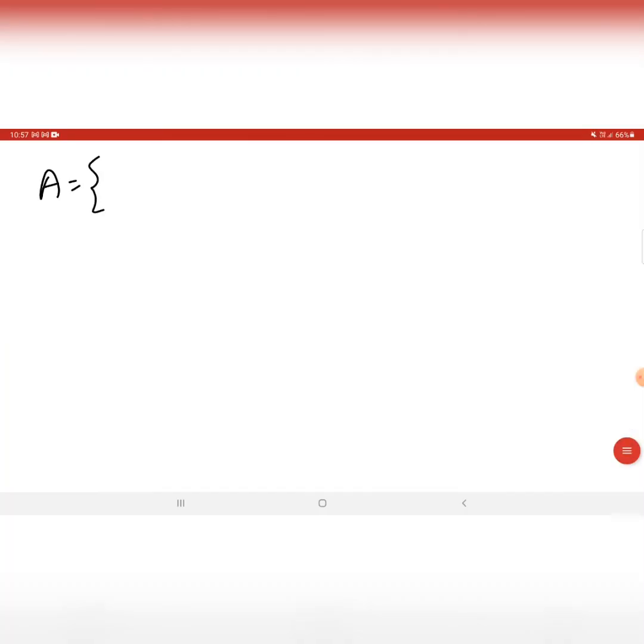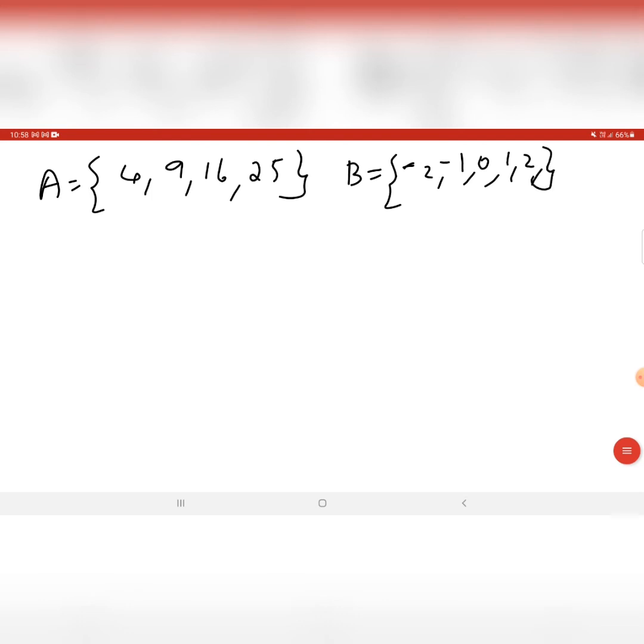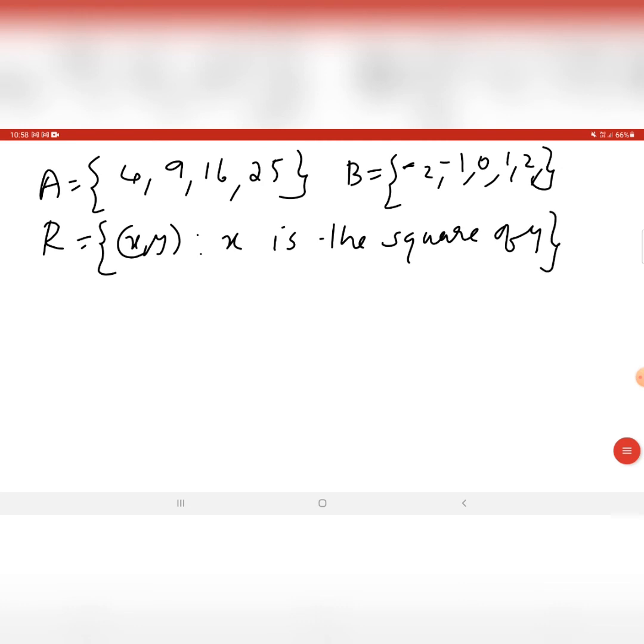Let A is equal to set 4, 9, 16, 25 and B is equal to set -2, -1, 0, 1, 2. Now define R is equal to set of all pairs xy such that x is the square of y, where x belongs to A and y belongs to B.